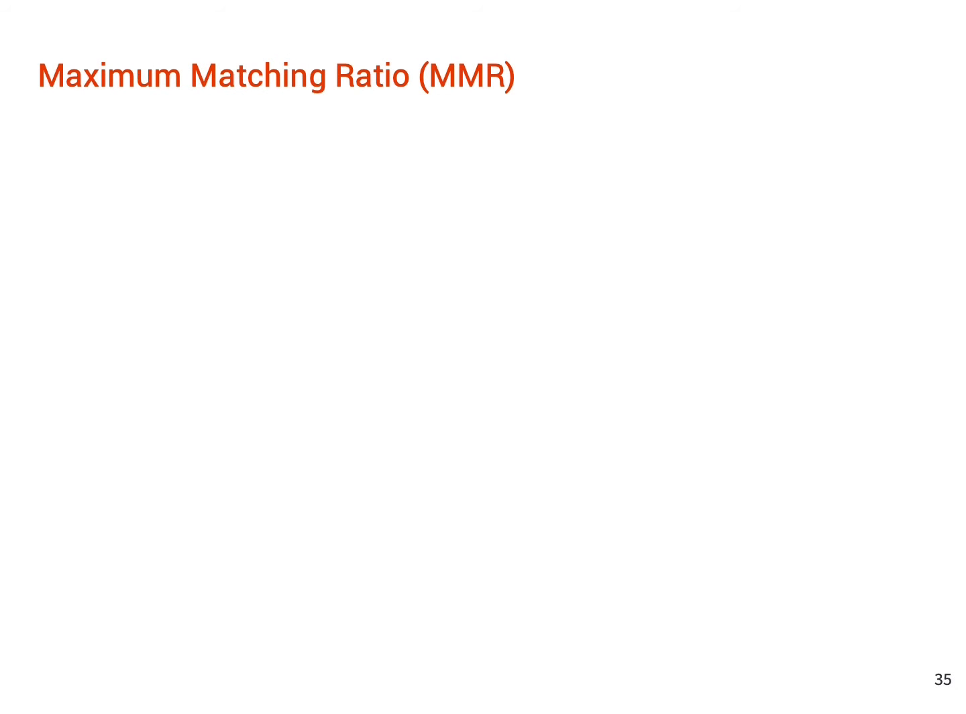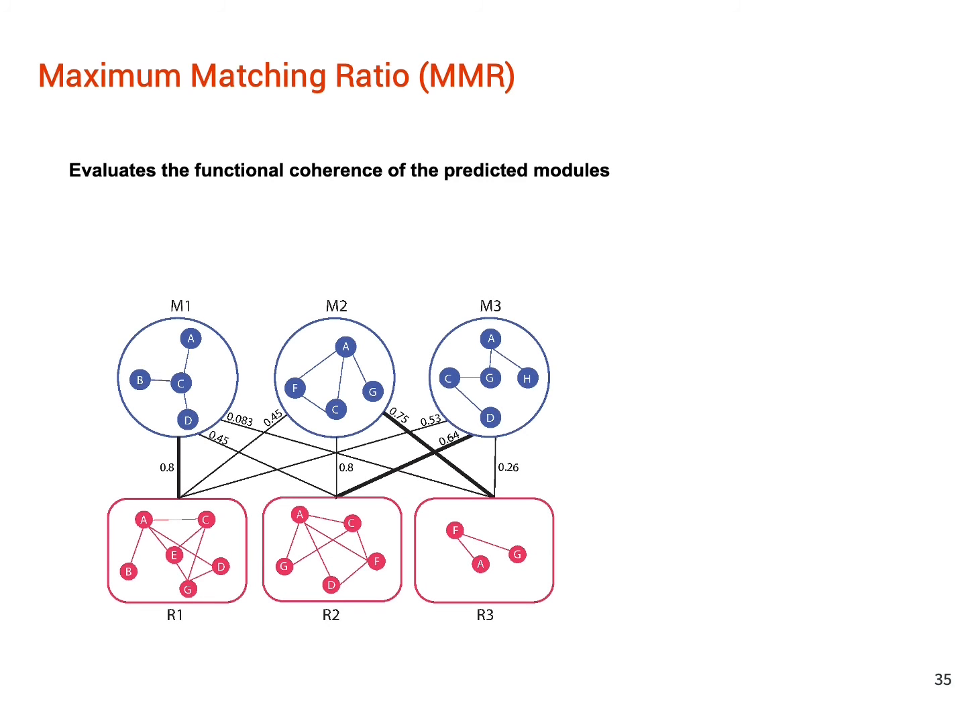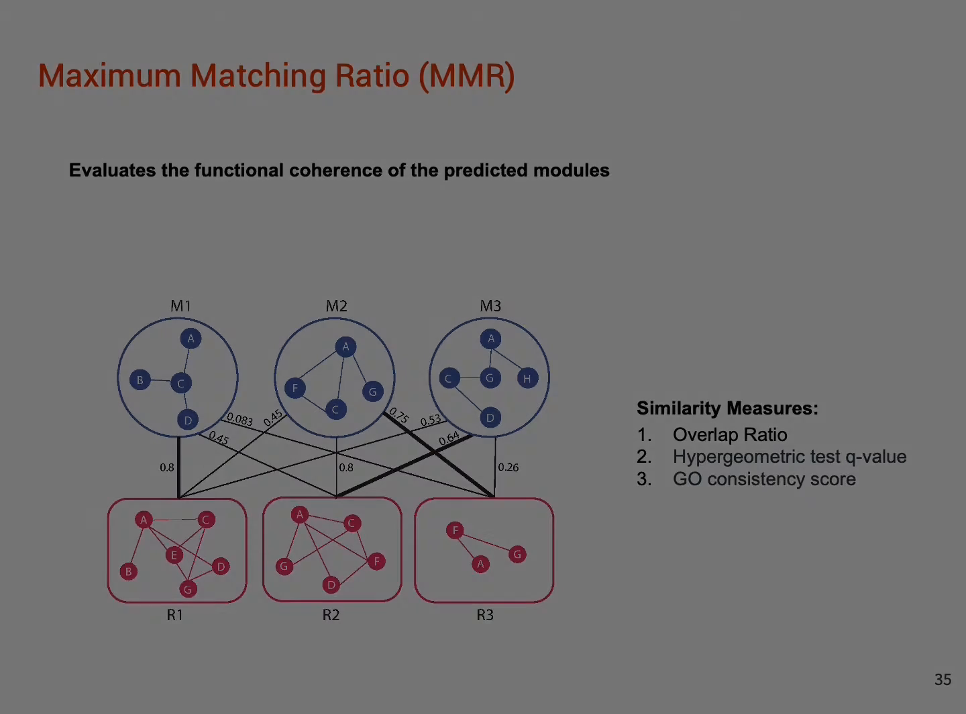And the second metric is maximum matching ratio. This evaluates the functional coherence of the predicted modules. The way we calculate that is we construct this bipartite graph containing predicted modules on one side and the reference pathways on the other side. We give weights to the edges between predicted and reference modules using three similarity measures, which are overlap ratio, hypergeometric test Q-value, and GO consistency score. And then we find the maximum matching graph, which is shown here with the thick edges, and then we take the average edge weight of the maximum matching graph as the score.